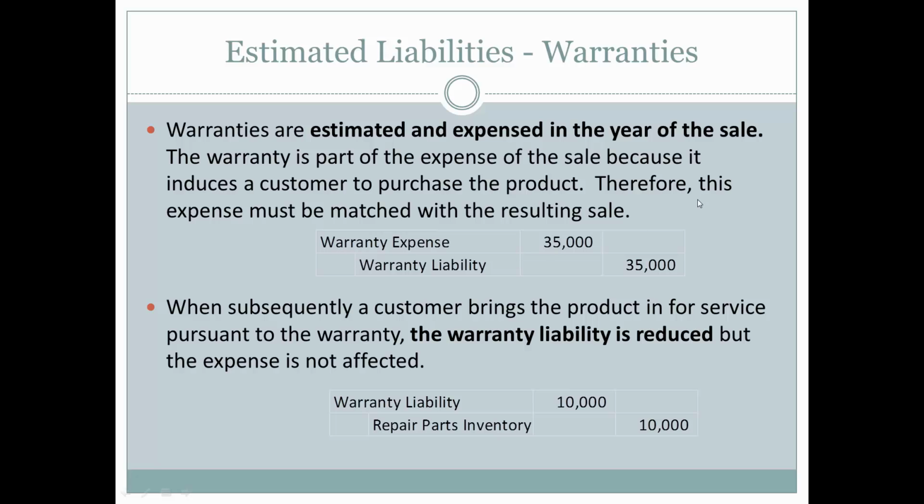So in this instance, there will be a certain percentage that management is using to estimate, based upon their experience, how many warranty expenses they will incur as a result of the sale. So in this year, they're recording warranty expense and warranty liability. Subsequently, in another year, when the customer brings in a product for service pursuant to the warranty, the liability will be reduced, but the expense only happens in the year of the sale. The expense is not affected. So in this instance, we will be reducing the warranty liability by debiting it, and we will also record the fact that we are using repair parts in order to honor the warranty.